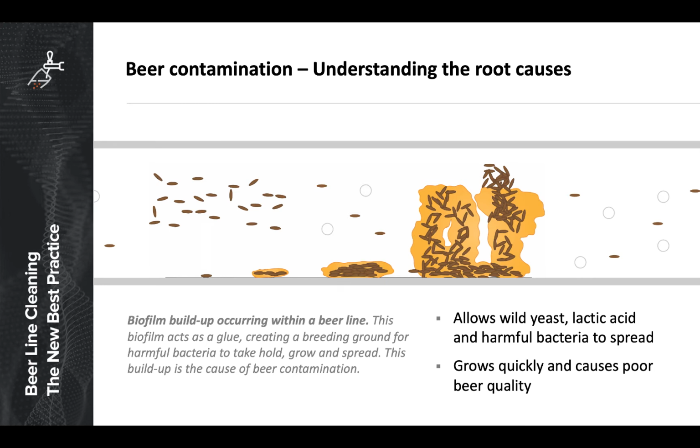This illustration is a cross-section of a beer line with biofilm growth. Biofilm is the cause behind the growth of bacteria within a beer line. It acts like a glue on the beer line walls, containing yeast and bacteria. It enables a further growth and spread of wild yeast, lactic acid, and other harmful bacteria which affect your beer quality. Over time, this biofilm causes higher bacterial growth. Biofilm growth happens quickly, and within 2 weeks, this can have a noticeable negative effect on your beer quality. This biofilm growth is typically treated by regular line cleaning.